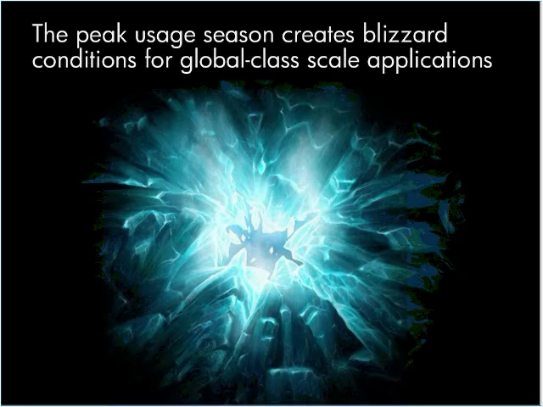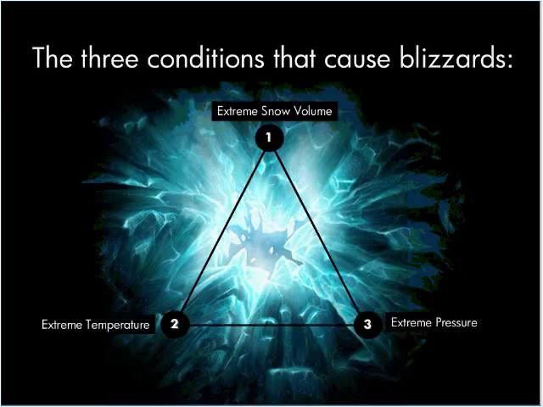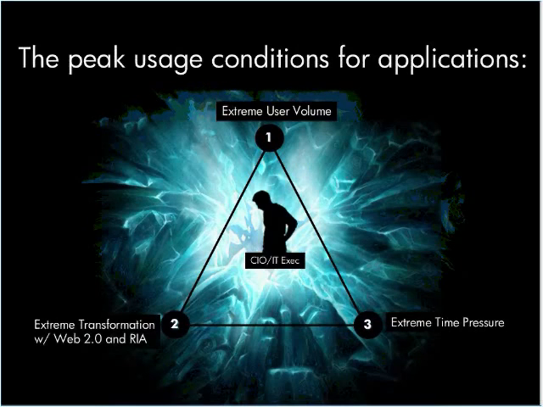But really when it comes to peak usage performance testing, it really creates blizzard-like conditions for global class scale applications. And if you really step back and take a look at blizzard conditions, there's three main conditions that cause blizzards, right? So there's obviously extreme snow volume, there's extreme temperatures, and there's extreme pressure. So everything's really taken to an extreme. And this extreme idea actually applies itself also to peak usage conditions for web applications.